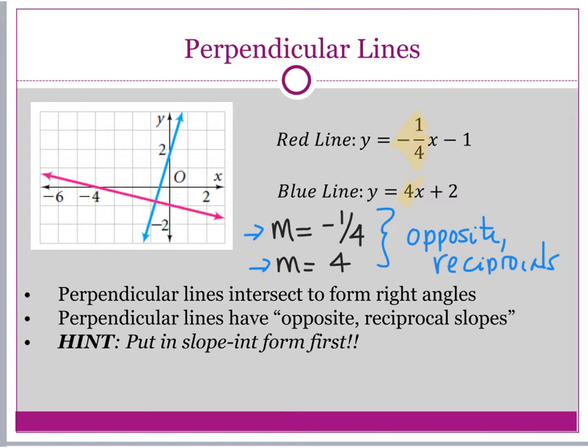So for two lines to be perpendicular, they must form a right angle, or a 90-degree angle, and their slopes are opposite reciprocals. And again, in order to tell this really quick and easy, make sure that your equation is put into slope-intercept form first.